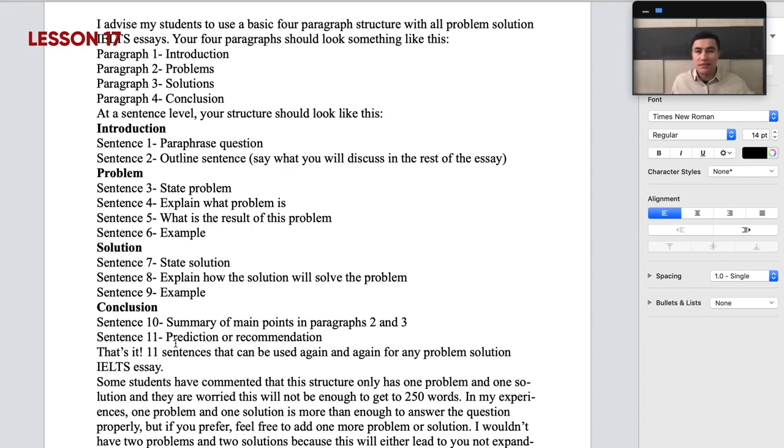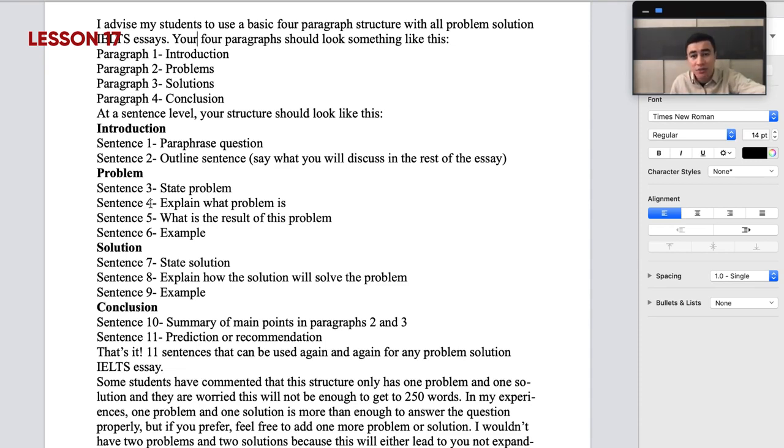So you should understand that some students have commented that this structure only has one problem and one solution, and they are worried this will not be enough to get 250 words. In my experience, one problem and one solution is more than enough if you answer properly and expand each idea. However, if you think that this is not going to be enough, feel free to add more problems and solutions. But remember, you should use the general structure again.